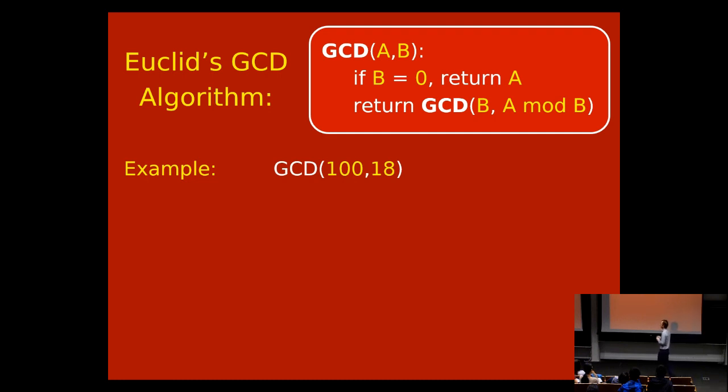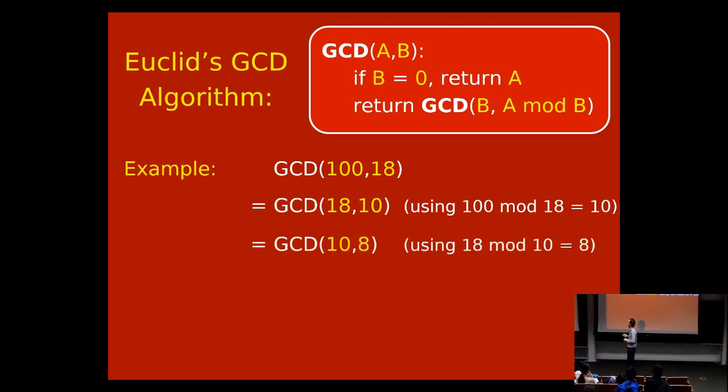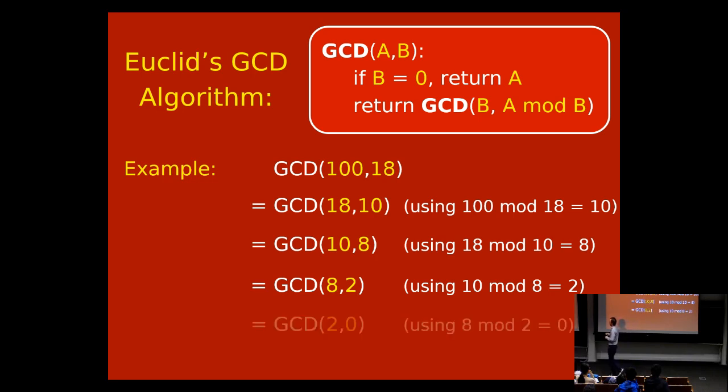OK, so here's an example. I'll do it again with small numbers. GCD of 118. First, we do 100 mod 18 is 10, because 5 times 18 is 90. Then GCD of 18 and 10, we do 18 mod 10, which is 8. So we switch to GCD of 10 and 8. 10 mod 8 is 2. So we go to GCD of 8 and 2. 8 mod 2 is 0, so we get down to GCD of 2 and 0. And then we say the answer is 2, which is correct.